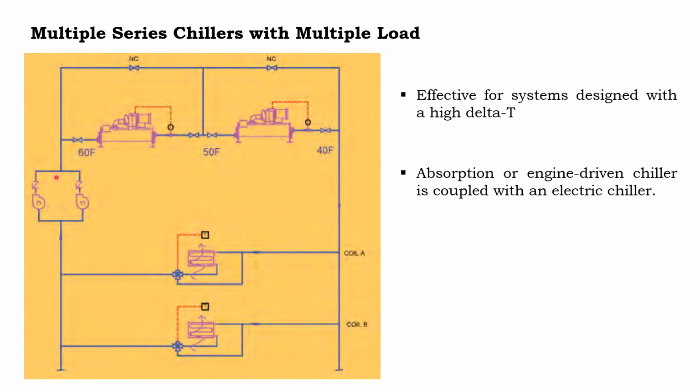It also creates more pump head when chillers are in series. So it is effective when there is a high delta T chiller design configuration in the system. Or, second, it can be used when two different categories of chiller are there: one is an absorption chiller and the second is an electrically driven chiller. So one can be an electric or compression chiller, the second can be an absorption chiller, and based on the duty conditions and the power tariff, the operator can make a choice on which chiller to run first.